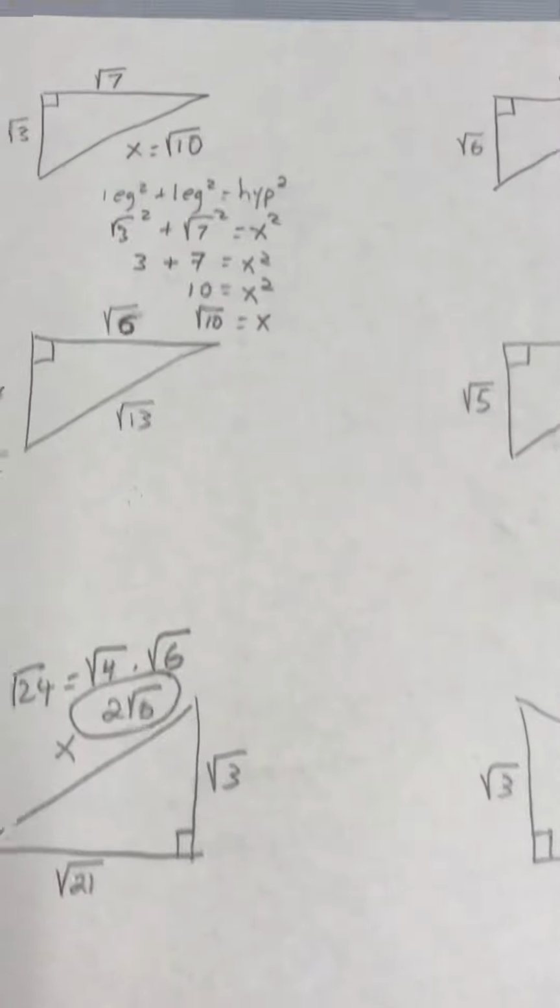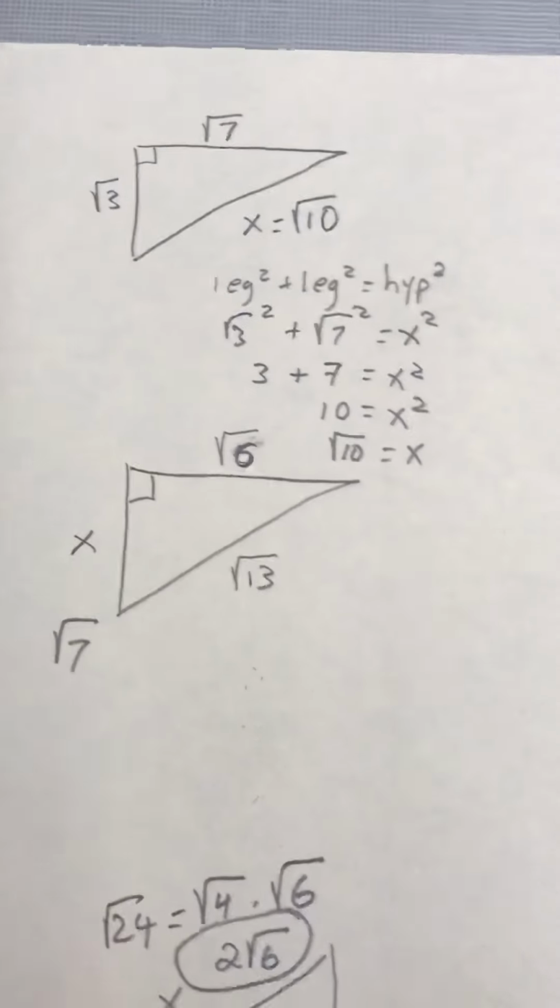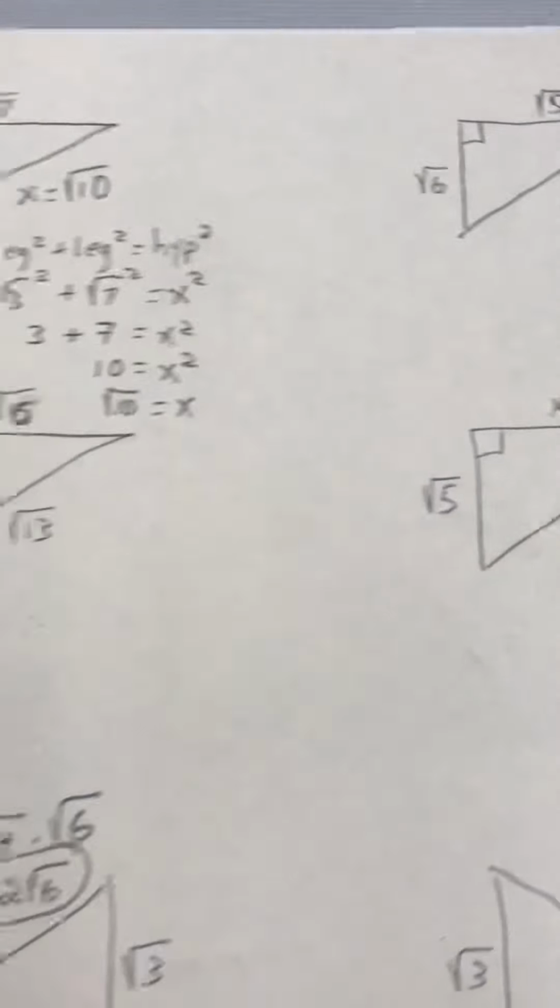So radicals, when all the numbers are under the radicals, I think we see that the general idea is pretty easy.